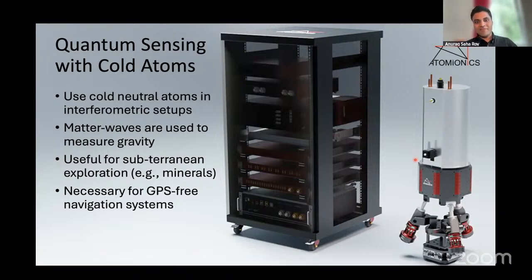So you can measure the gravity by using matter waves that are essentially very cooled down atoms. And this lets you do a variety of things. So for example, you can look for minerals under the ground, so without actually doing any digging, any plumbing, anything else, you can just scan on the surface, and that will tell you that, okay, there is a different gravity in this part of the land, and that means there might be some different minerals.